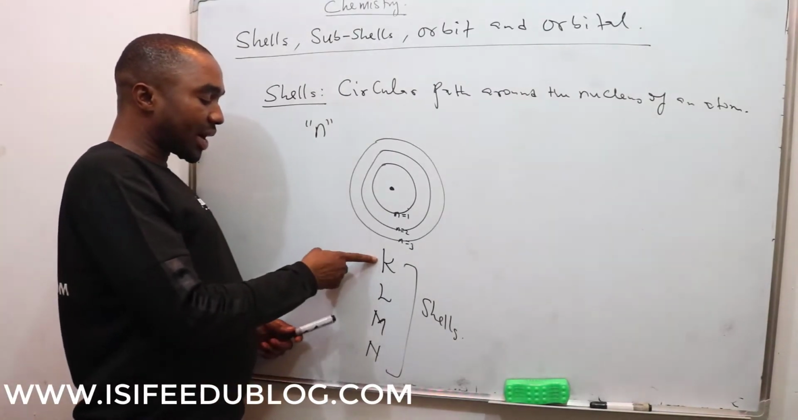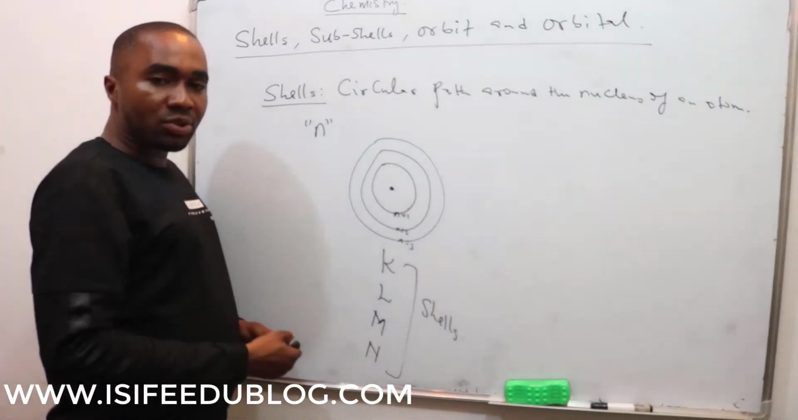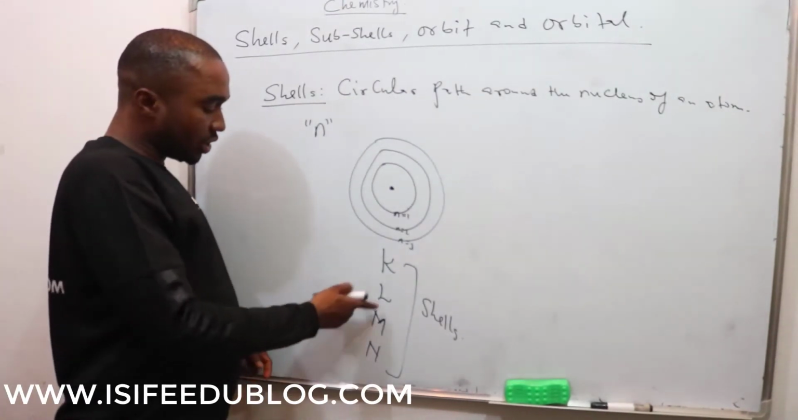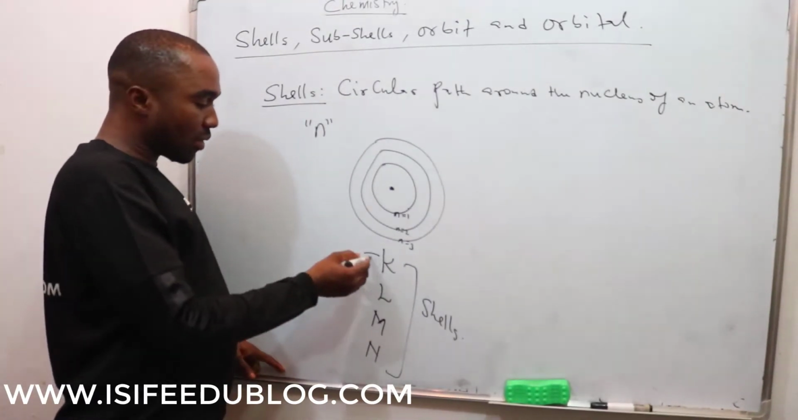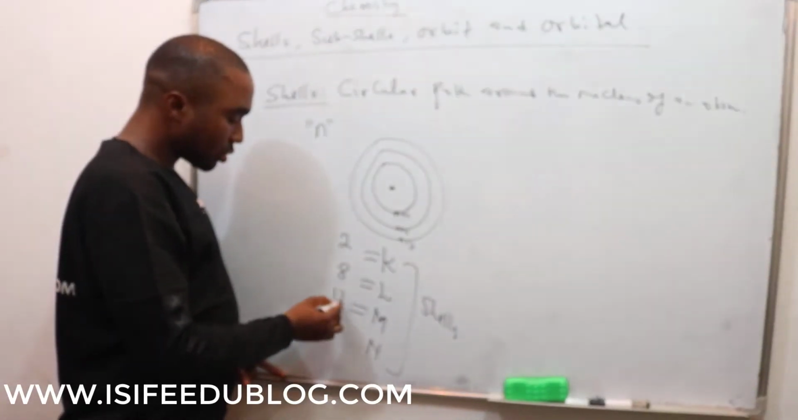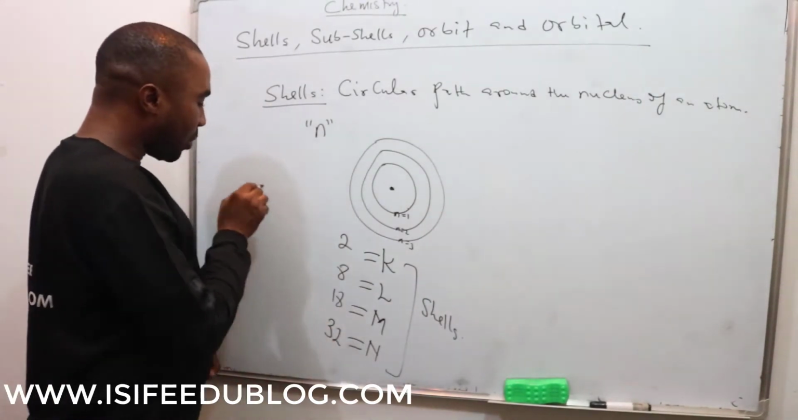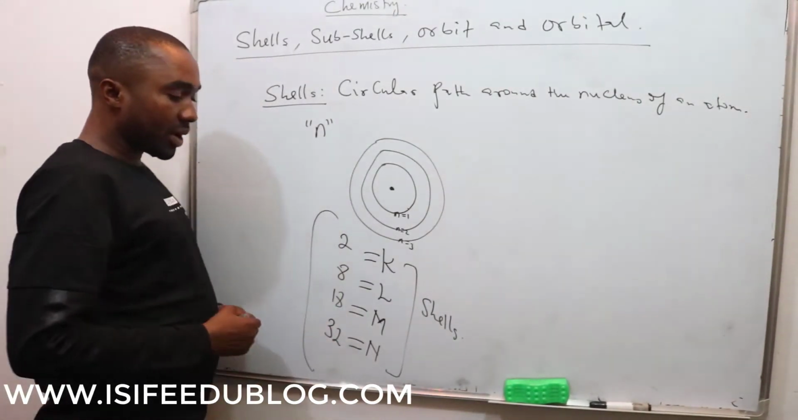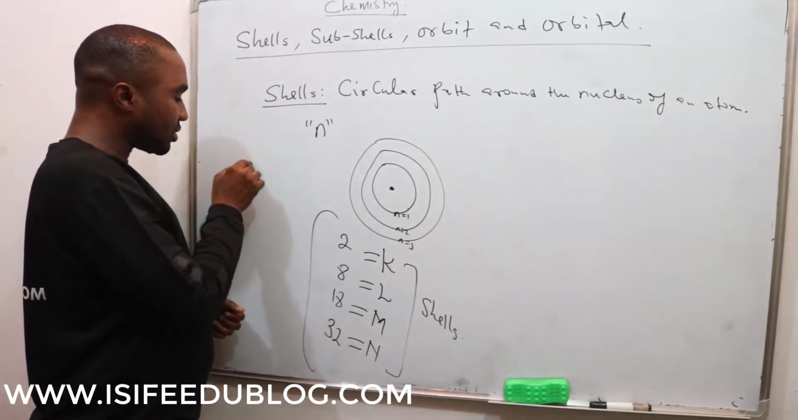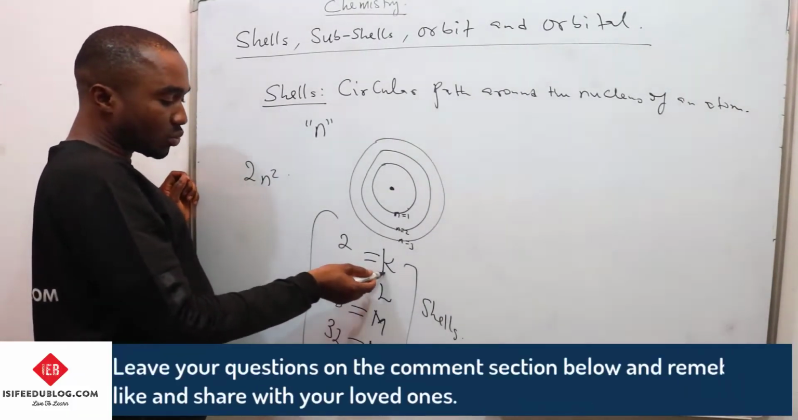The K shell can carry a maximum of 2 electrons. The L shell can carry a maximum of 8 electrons. The M shell can carry a maximum of 18. 2, 8, 18. And the N shell will carry a maximum of 32. There is a formula you can use to know the number of electrons they can carry. That is 2n squared.